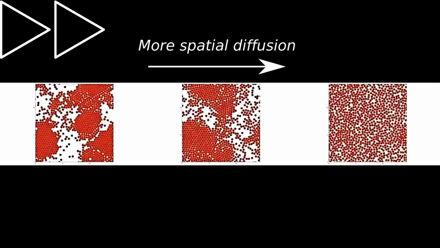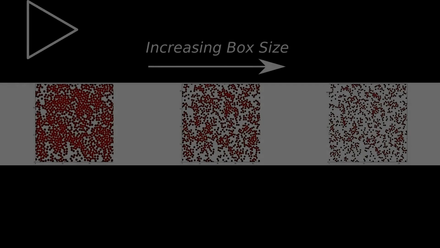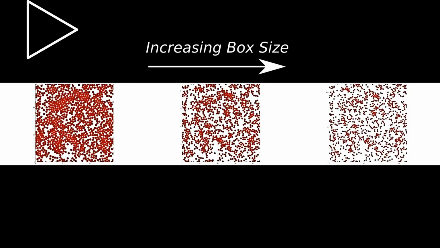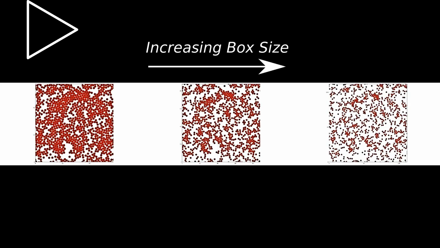Next, let's vary the box size. What happens if it's smaller or bigger? Again, let's try 3 values: large, moderate, and small boxes, keeping no spatial diffusion and the same number of particles in each box, etc.